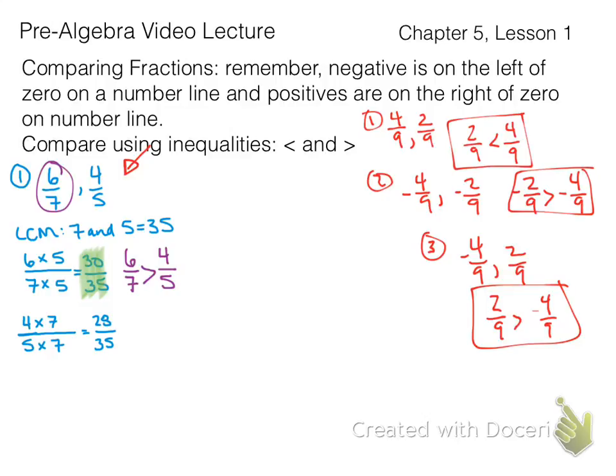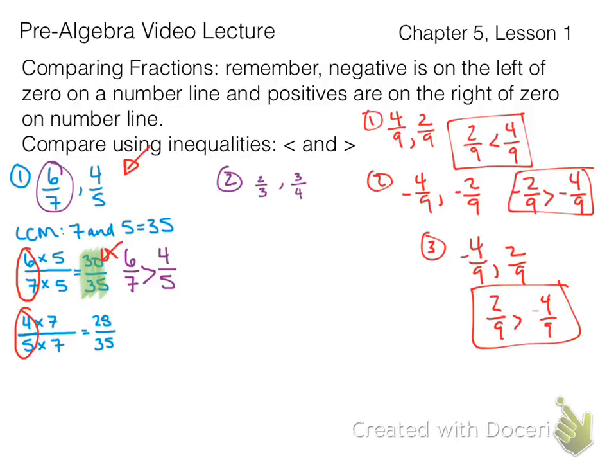Well, which one's the bigger one here? That would be 30 over 35 compared to 28 over 35. But we have to use the original fractions. So the original fractions were those. Since this one's bigger, we then have to use 6/7 is greater than 4/5.